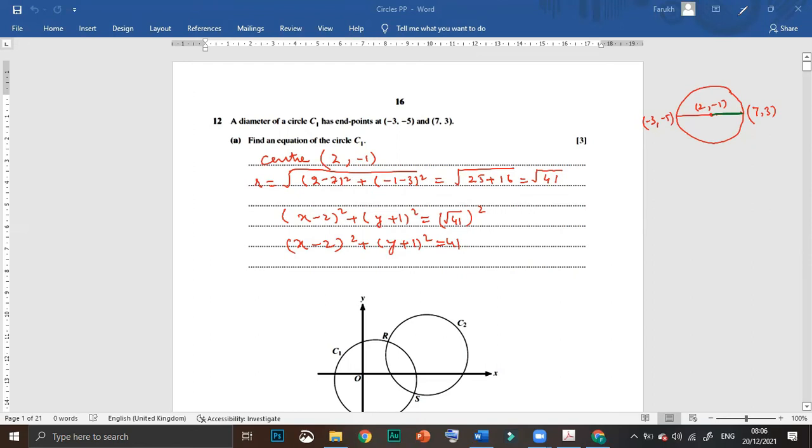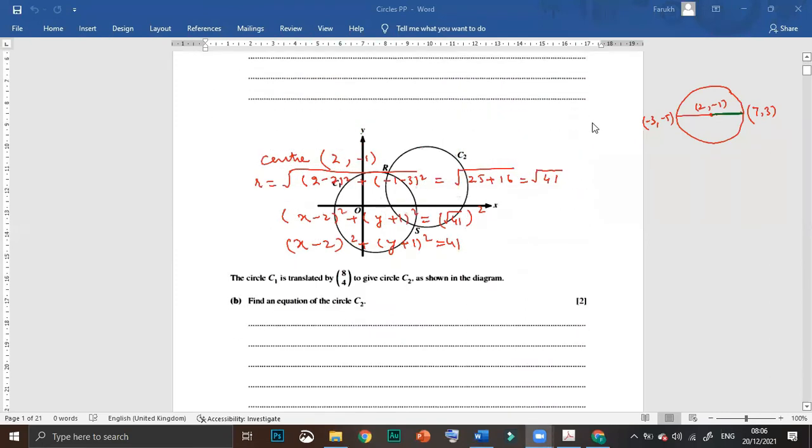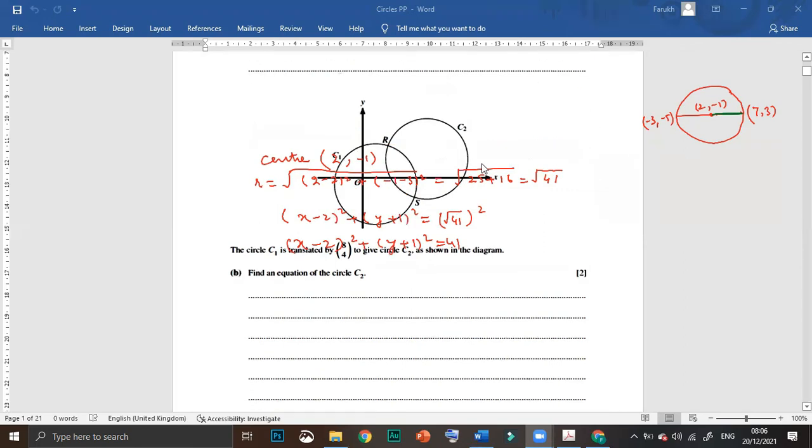Is there any confusion? No, sir. Sir, do I have to write the equation in this form, not in the general form? No, if it is not mentioned, then you can write the equation in this form, in the distance point distance form, or in the general form. It's up to you. Okay, sir.